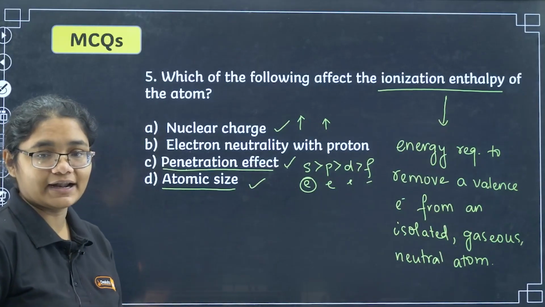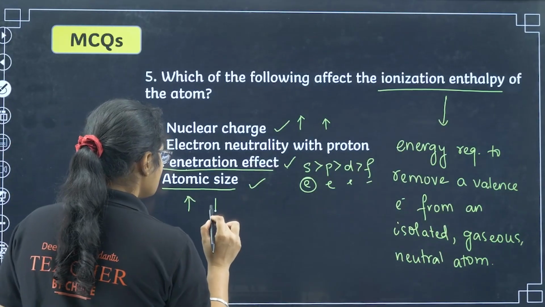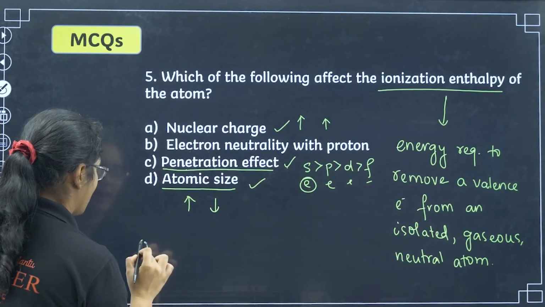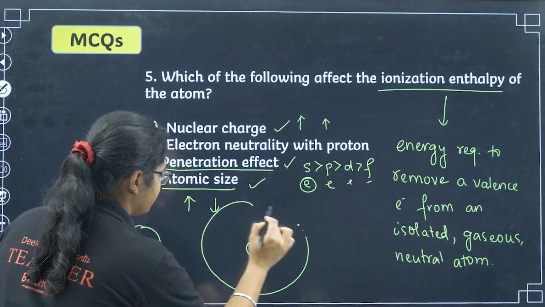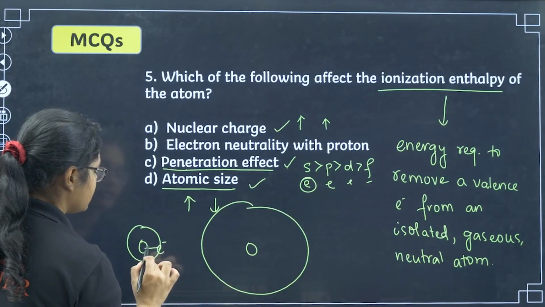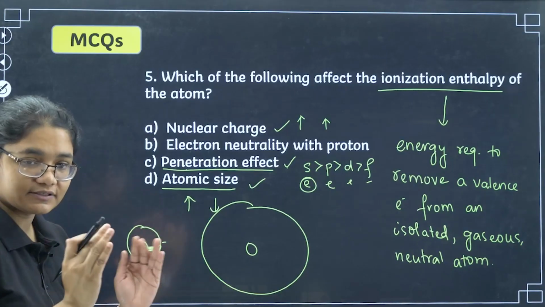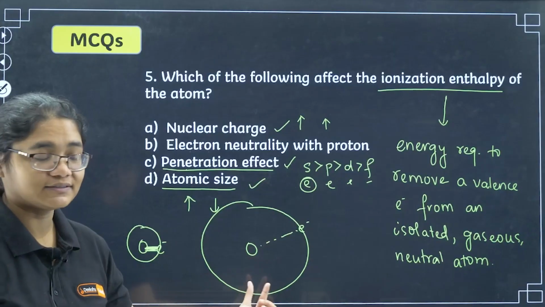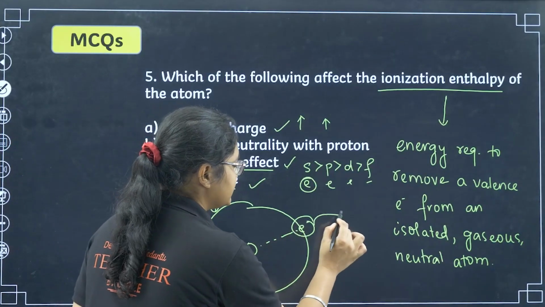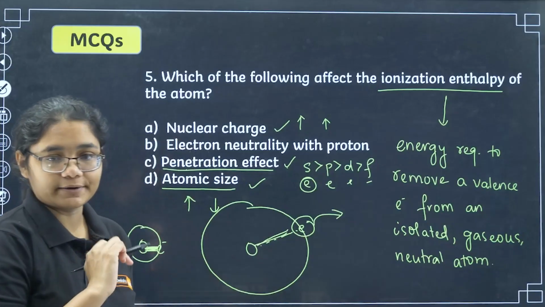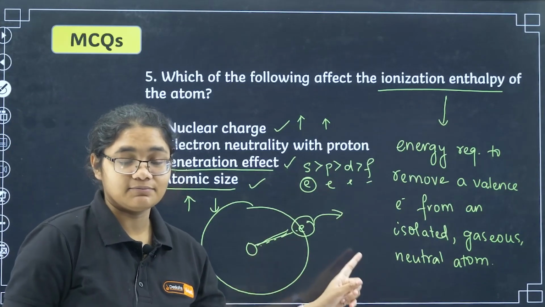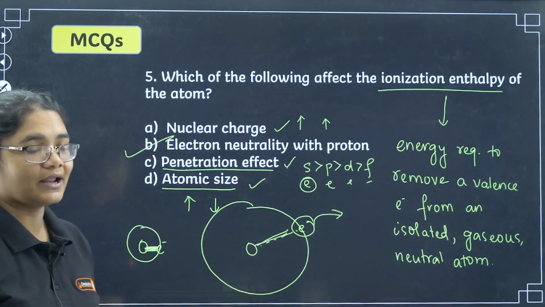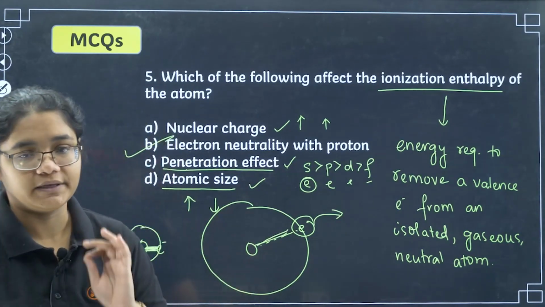Atomic size, yes, this has a direct role. If atomic size is more, ionization enthalpy will be less. For example, you consider one atom whose size is small and another atom whose size is big. Here the valence electron is closely attracted towards the nucleus because the size is small. Here the valence electron is weakly attracted because it is far away from the nucleus. So if the size is big, we can easily remove this electron because the attraction is poor, and ionization enthalpy decreases. So all these factors will affect except electron neutrality with proton. So answer is option number B here.